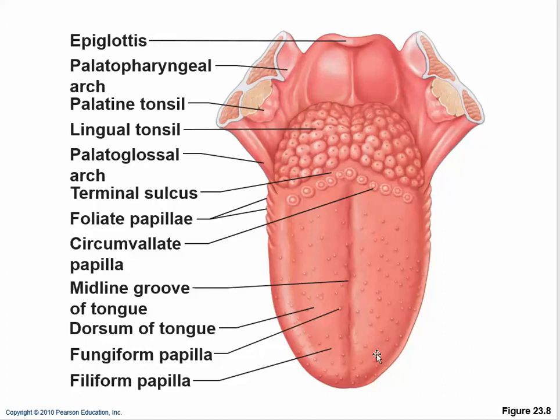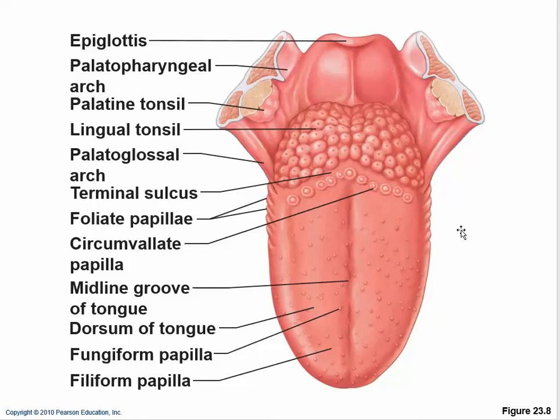The fungiform are like little mushrooms scattered all over the tongue. The filiform give the tongue the roughness. On the lateral sides of the tongue are the foliate, and then the valate ones are here. Back at the base of the tongue is the lingual tonsils.